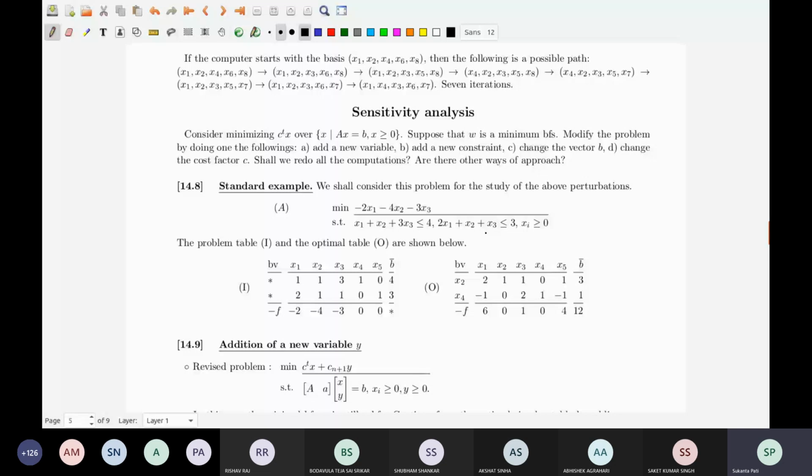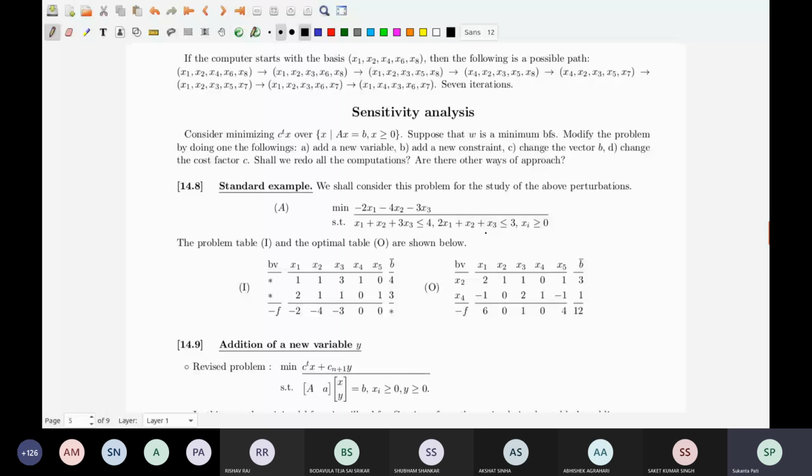Nobody guarantees it. In some of the cases it is okay, but otherwise nothing is guaranteed to be beneficial as such. But normally people who do the practical work advise you to do these modifications, whatever I am going to say, and start from the optimal table. They say that it saves time.